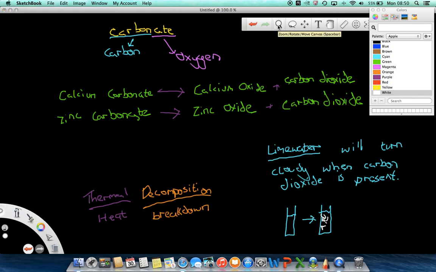So make sure for your test you understand these word equations. You can describe what thermal decomposition is. You heat something up and it breaks down, and you know that lime water will turn cloudy when carbon dioxide is present.